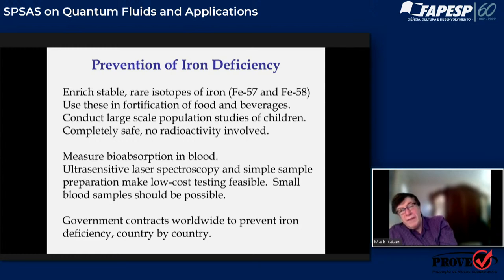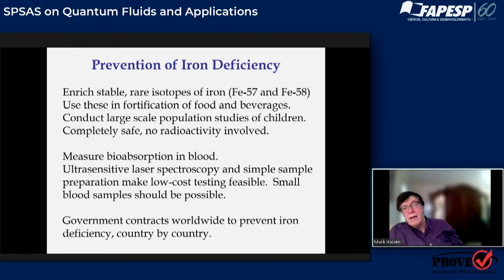If you put them intentionally into food or beverage, typically into a beverage like orange juice, and then you conduct large-scale population studies of children and measure the absorption in the blood. Now, in the past, there were two bottlenecks. This was proven by Steve Abrams and by other people. So the methodology is completely proven, but it could never be implemented.